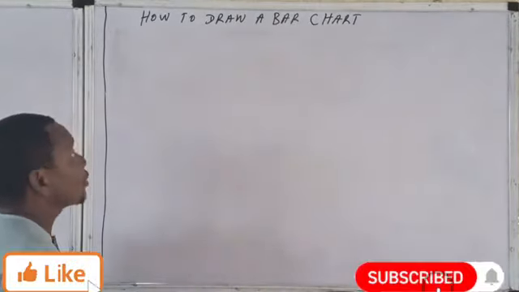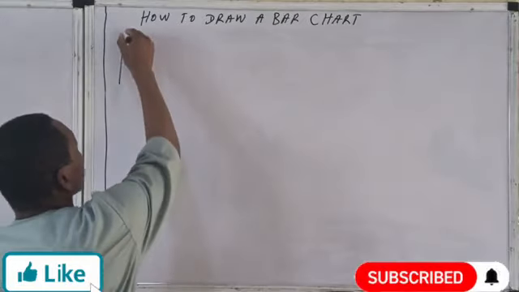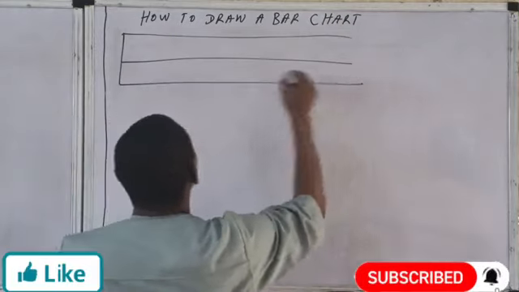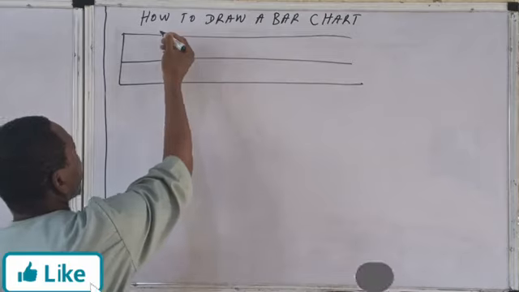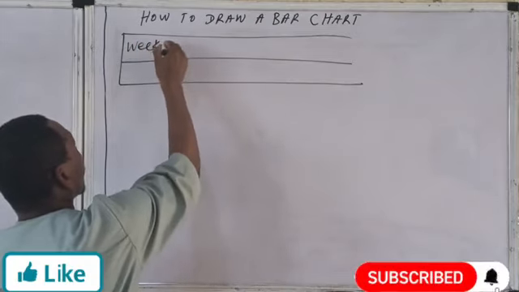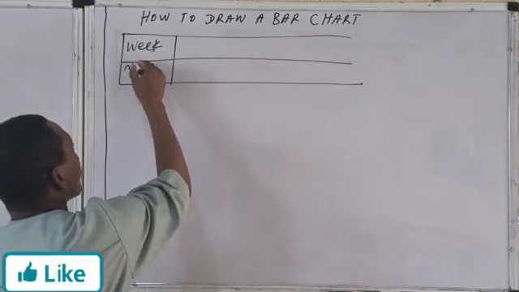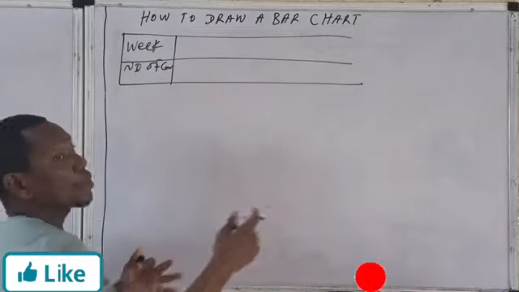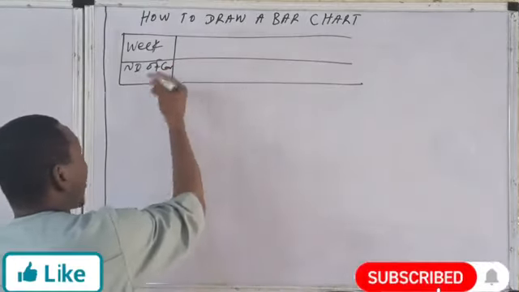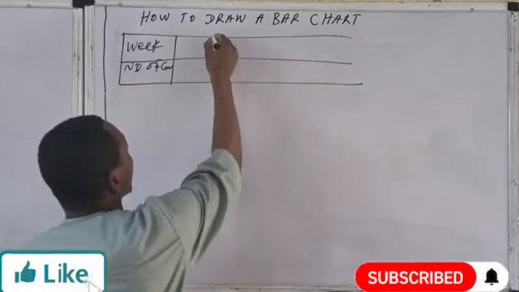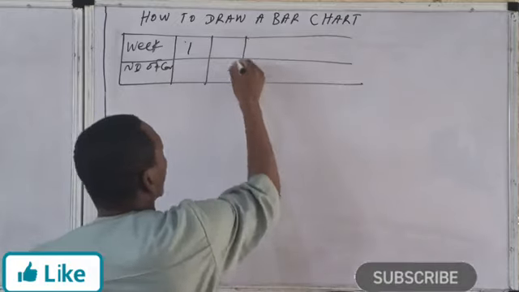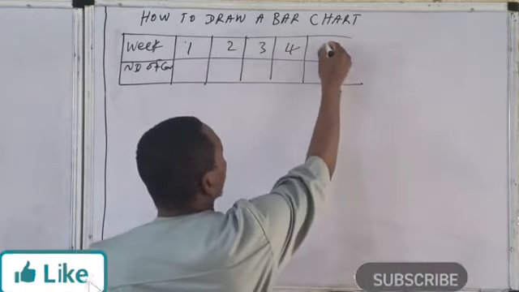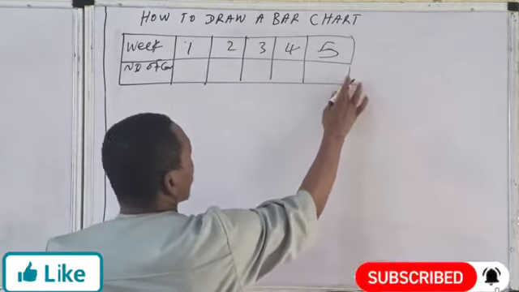Now, let's assume that we have to compare or draw a bar chart for this information. Let's say week, then number of cars passing through a particular road. So we have week 1, week 2, week 3, week 4, week 5. Okay, so let's just stop here.